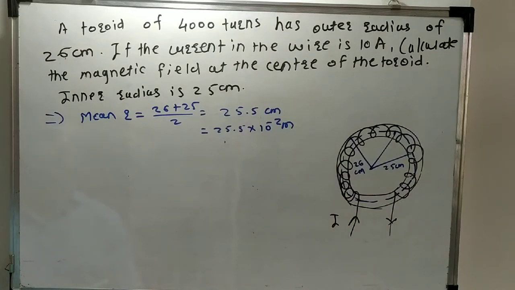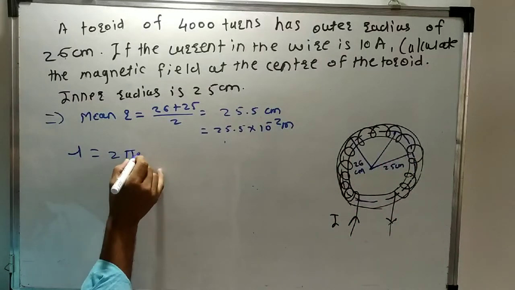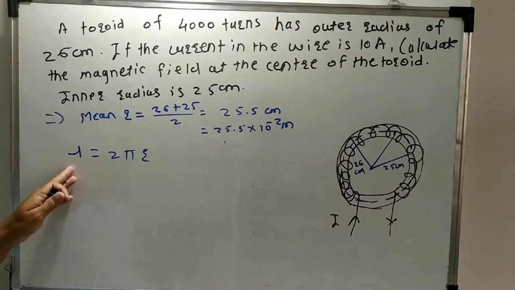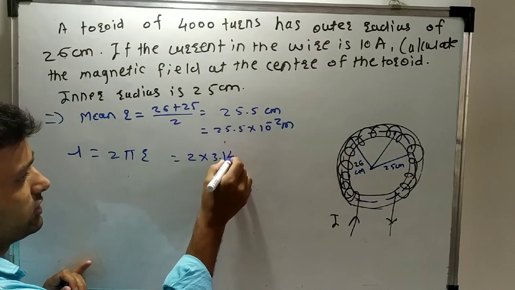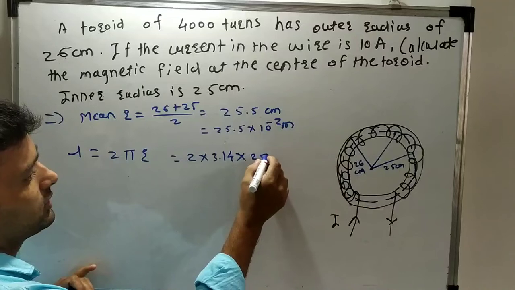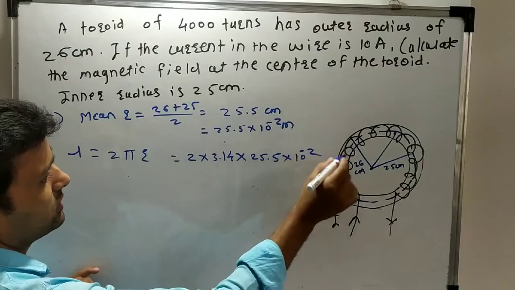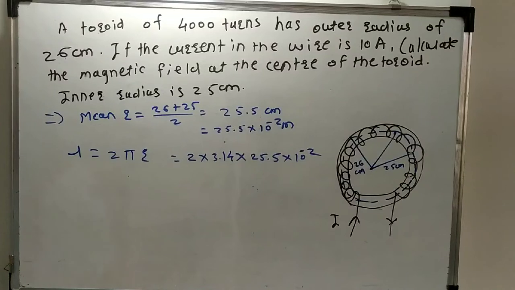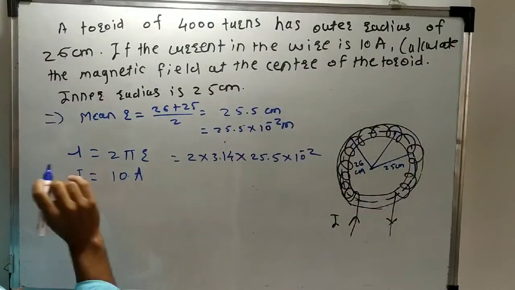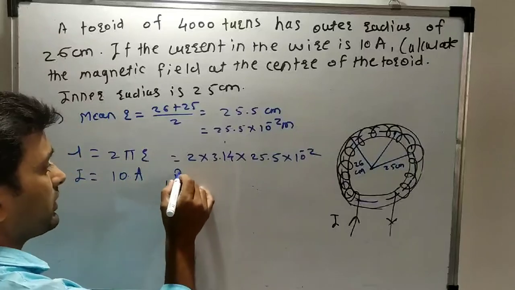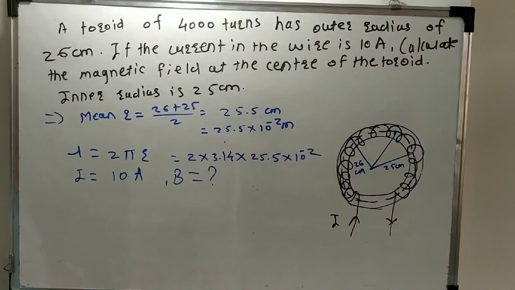Then what is the length of the toroid? It has a circular shape, so the length is nothing but the circumference of the circular path. So how can one determine the value of length? 2 into 3.14 into the value of R, 25.5 into 10 raised to minus 2. So the length of the solenoid we can also determine. Then I is given. What is the value of the current? It is 10 ampere. Calculate the magnetic field. So the magnetic induction B is to be determined in this numerical.